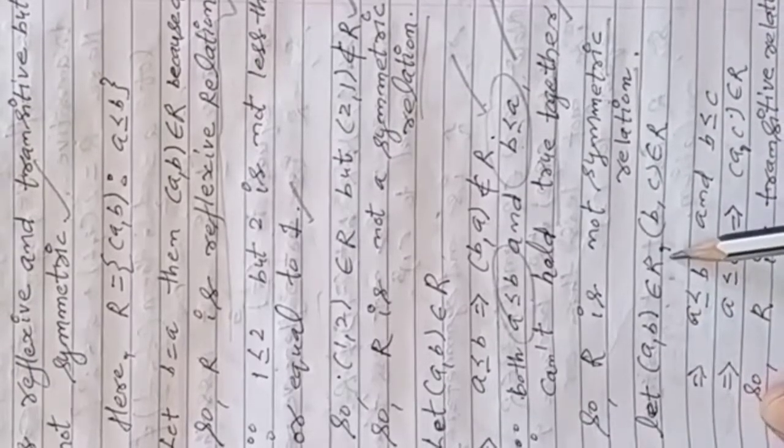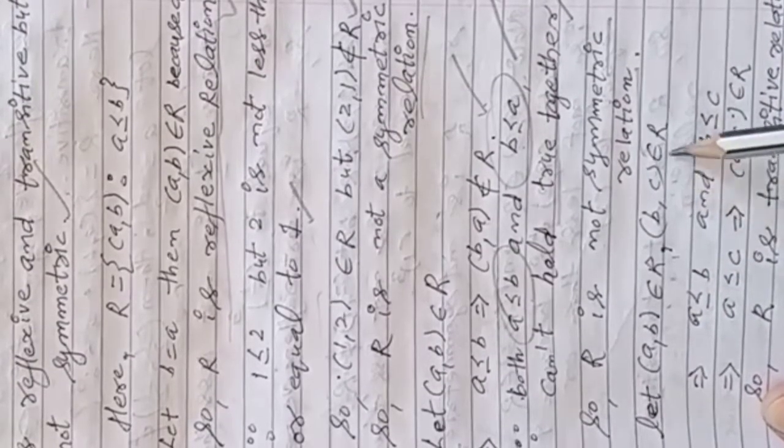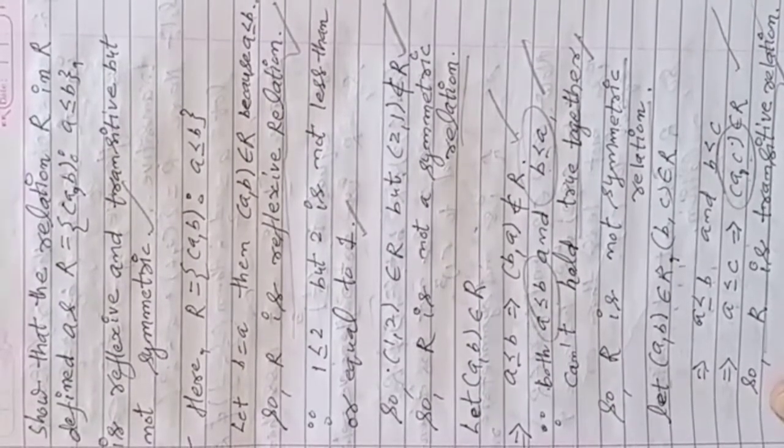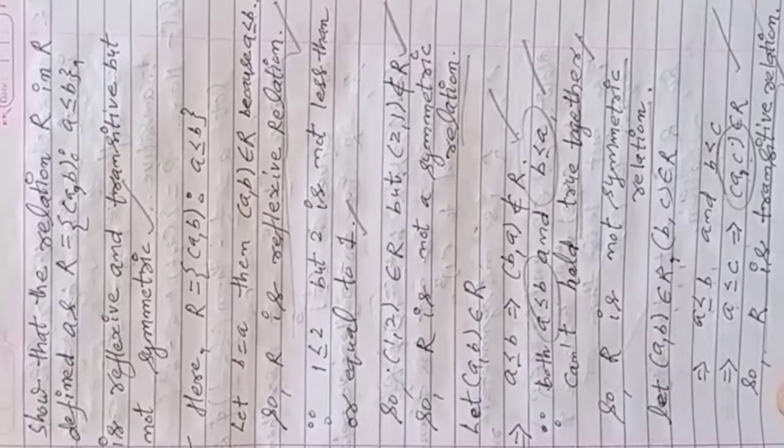Let (a,b) belong to R and (b,c) belong to R, which implies a less than or equal to b and b less than or equal to c, which implies a less than or equal to c and (a,c) belongs to R. So this relation is arising. So R is a transitive relation. So the given conditions we proved here.